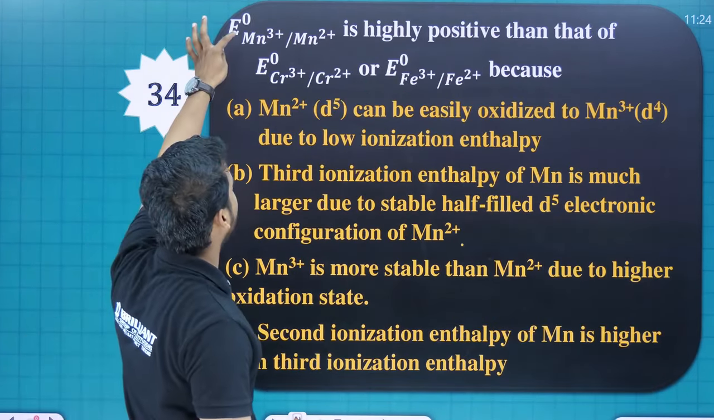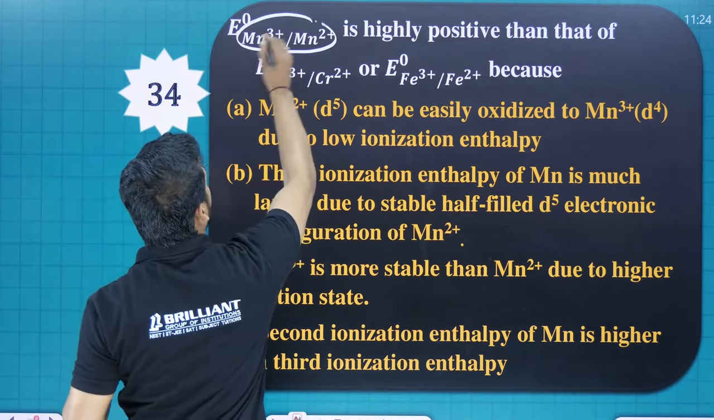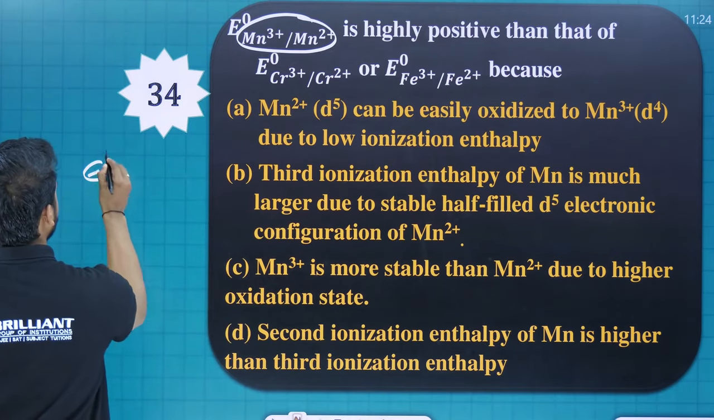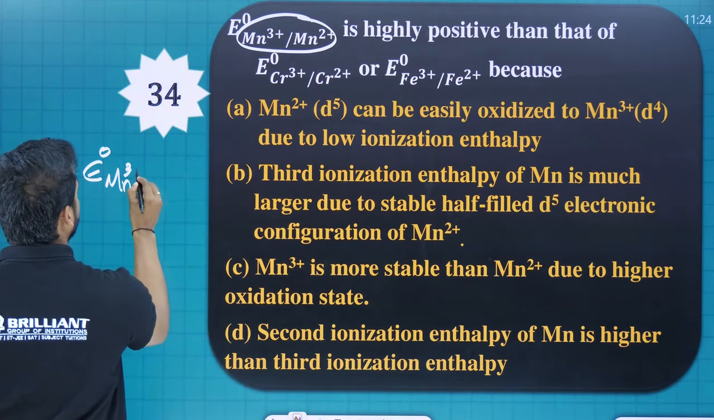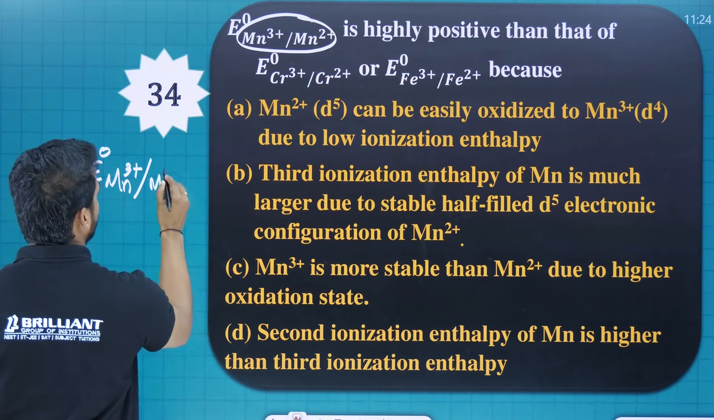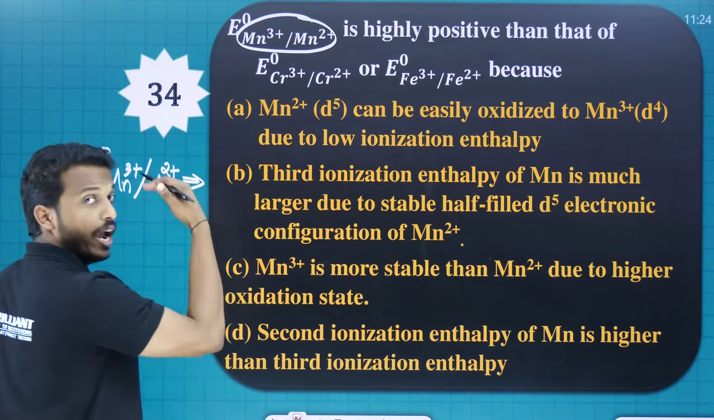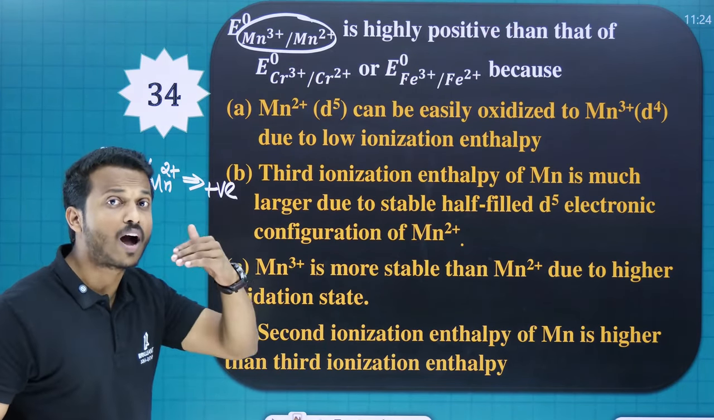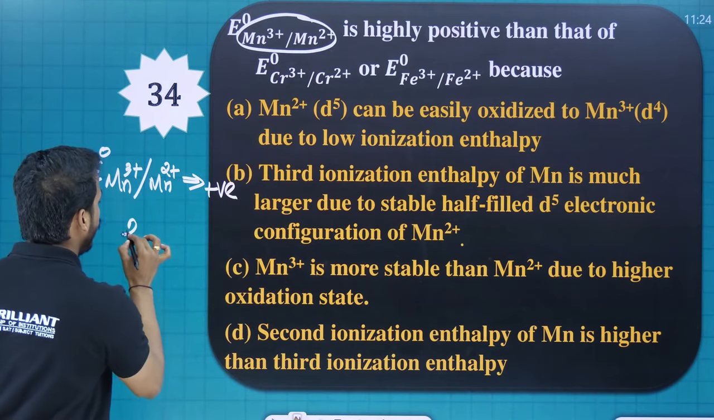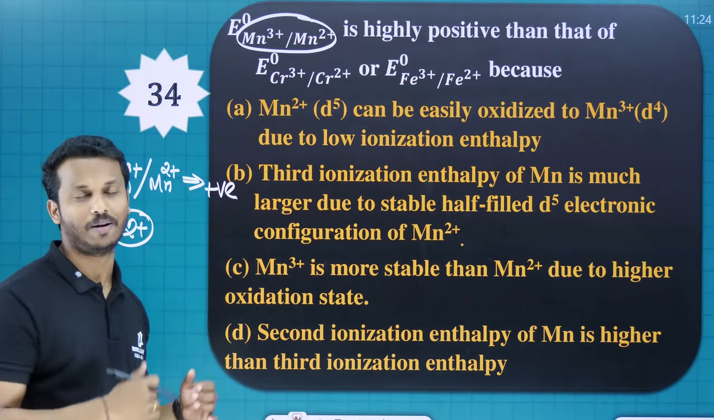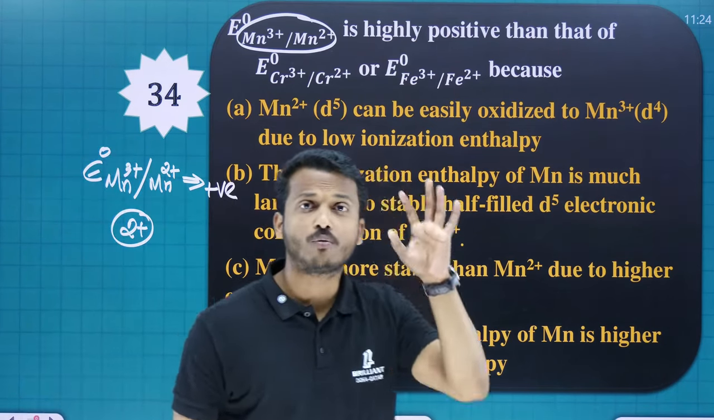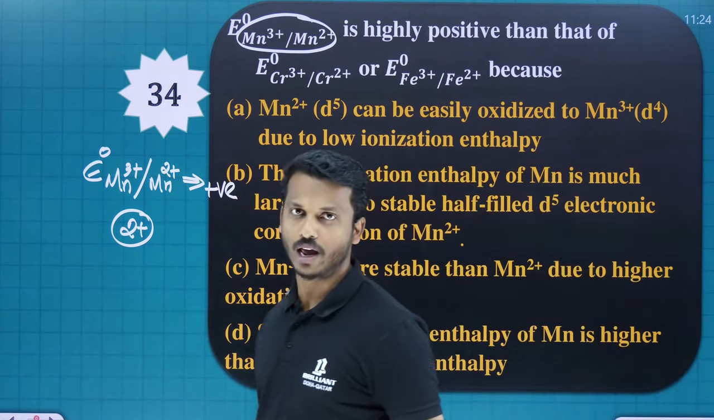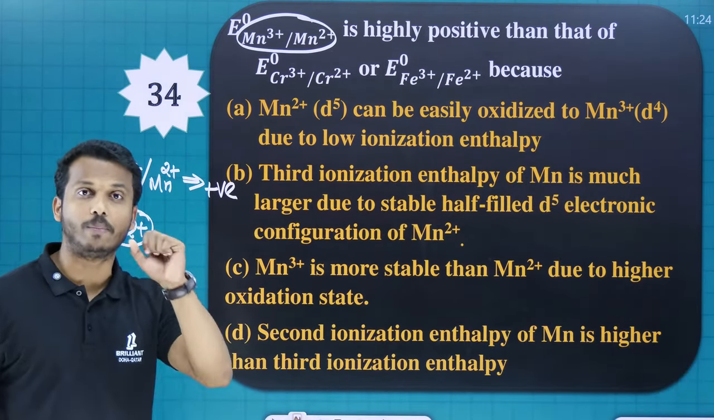34. The standard electrode potential of Mn3+ to Mn2+ is highly positive. A small hint, let me give you all. If they give you a metal, Mn3+ to Mn2+, and this value is high positive, then its 2+ state will be more stable. If the E0 value of metal 3+ to metal 2+ is more positive, its +2 state will basically be more stable.